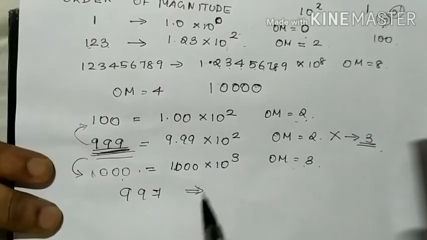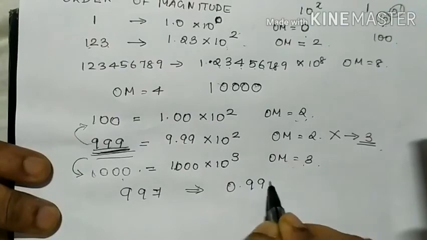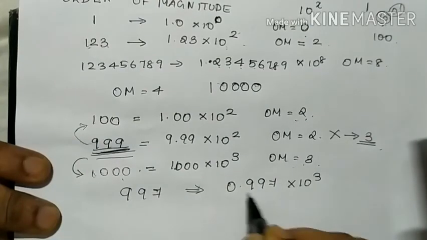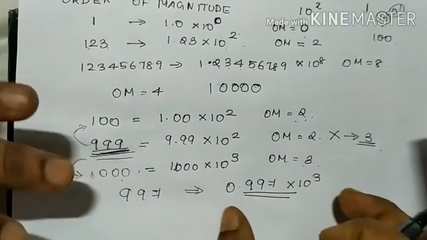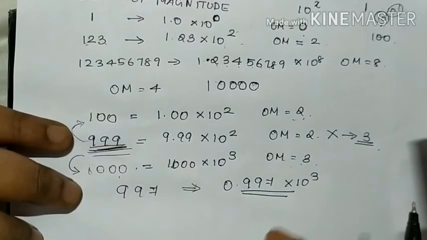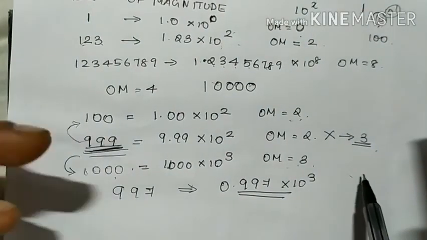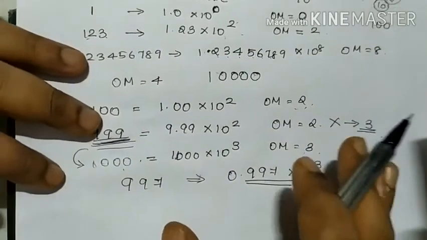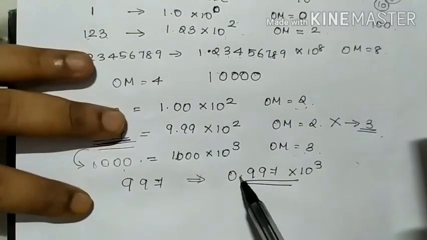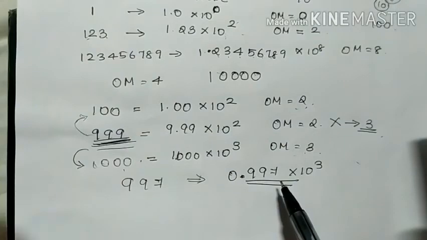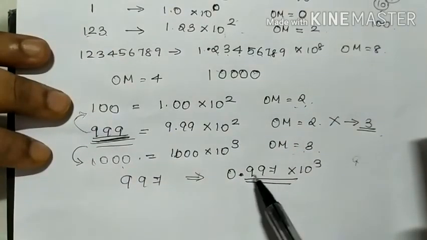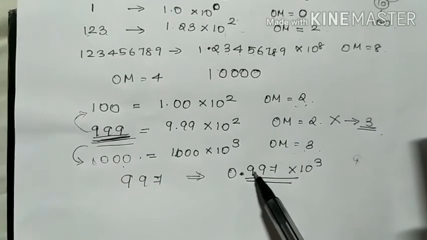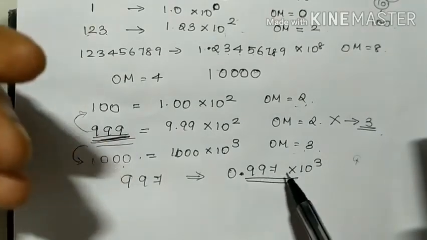So how would you write it? It will be written as 0.997 into 10 to the power 3. You are supposed to write it like this, not like 9.97 into 10 to the power 3. This is scientific notation, guys. As a layman, you can write it as 9.97 into 10 to the power 2. But a scientist or a person who is very keen in physics, this is the way he is supposed to write in scientific notation. Clear? Because you would have seen in many textbooks and math books, and you would have thought why this number, that is 997, is not written as 9.97, it is written as 0.997 into 10 to the power 3.